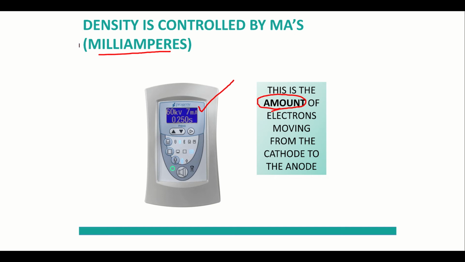The amount of electrons. So again, go back to picture the tube head in your mind, and the cathode, the negative side where the electrons are sitting waiting to be used. When you push the button to expose the X-ray, we've already talked about the speed of the electrons going from the cathode to the anode. Now we're talking about how many electrons are released. The more electrons that are released, the more dense the overall blackness of the image.